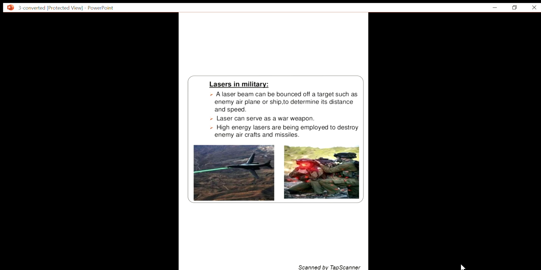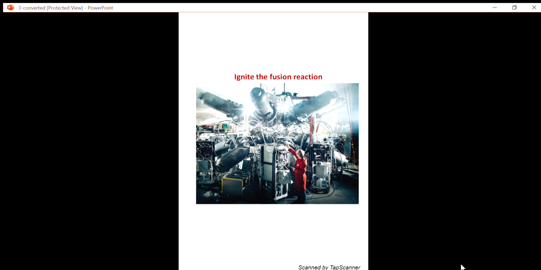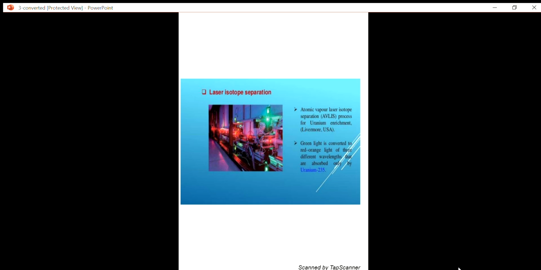Lasers are also used for military purposes. A laser beam can be bounced off targets such as an enemy airplane or ship to determine its distance and speed. Laser can serve as a war weapon. High energy lasers are being employed to destroy enemy aircraft and missiles. Laser is used to ignite a fusion reaction. The atomic vapor laser isotope separation process is used for uranium enrichment. The green light is converted into red-orange light of three different wavelengths that are absorbed only by uranium 235.